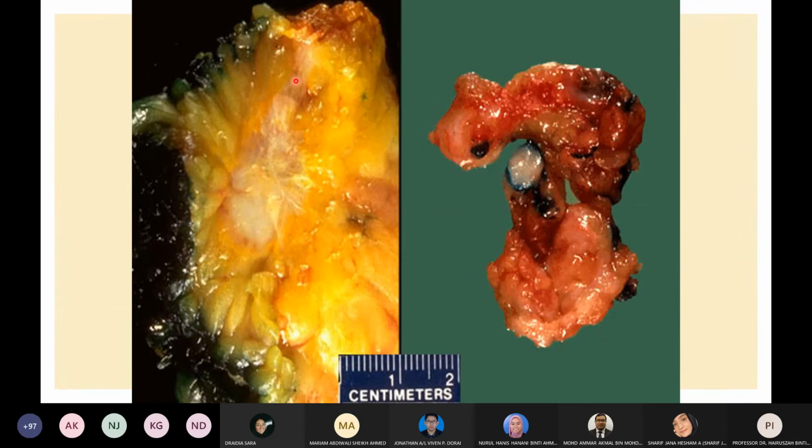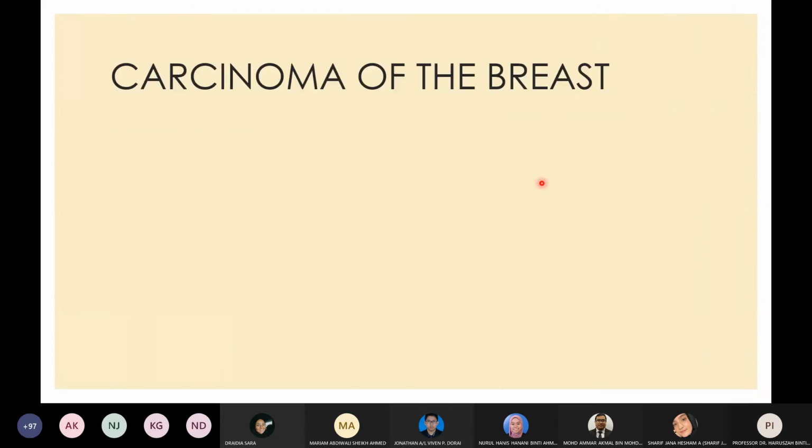Anyway, sorry, I don't have a better picture. This is actually a cross section of breast tissue. Breast tissue is very fatty, a lot of fat. So when you cut, it's actually very greasy, a lot of fatty tissue, yellowish in color. There's a whitish irregular lesion here. So from the gross we can tell this is most likely a carcinoma, compared to a more defined lesion, a fibroadenoma like this.